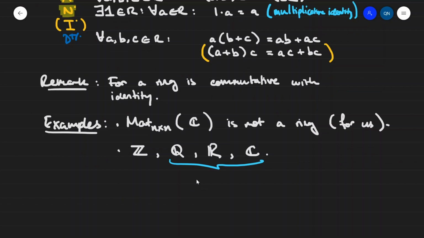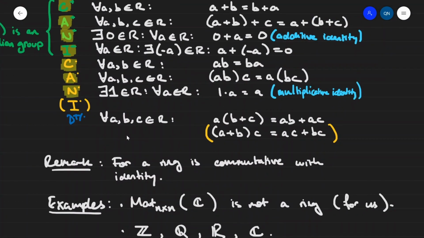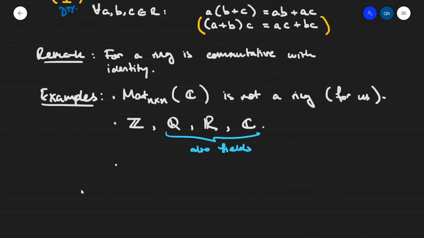In fact, these three over here are also fields. In fact, fields are a special type of ring. We also include this multiplicative inverse axiom here. So that gives us another example for free. All fields are rings.